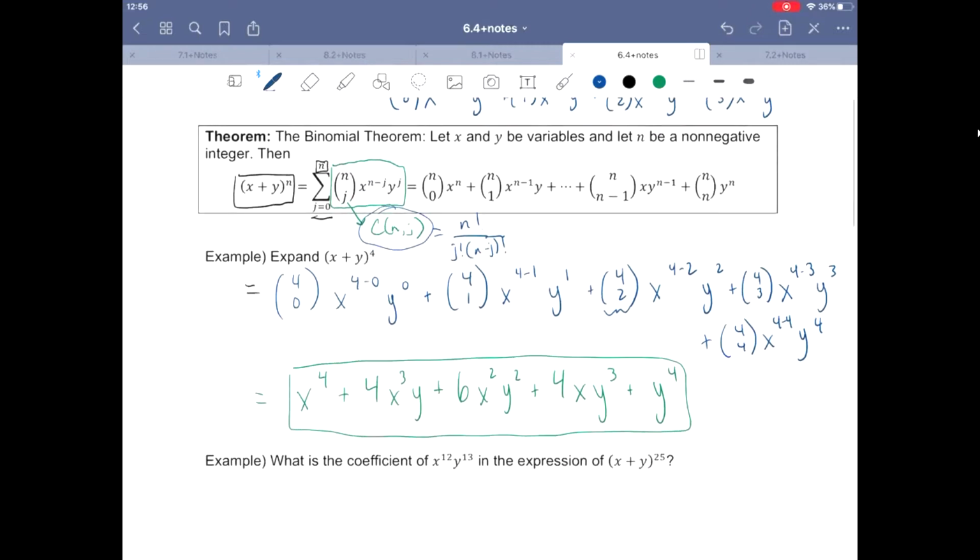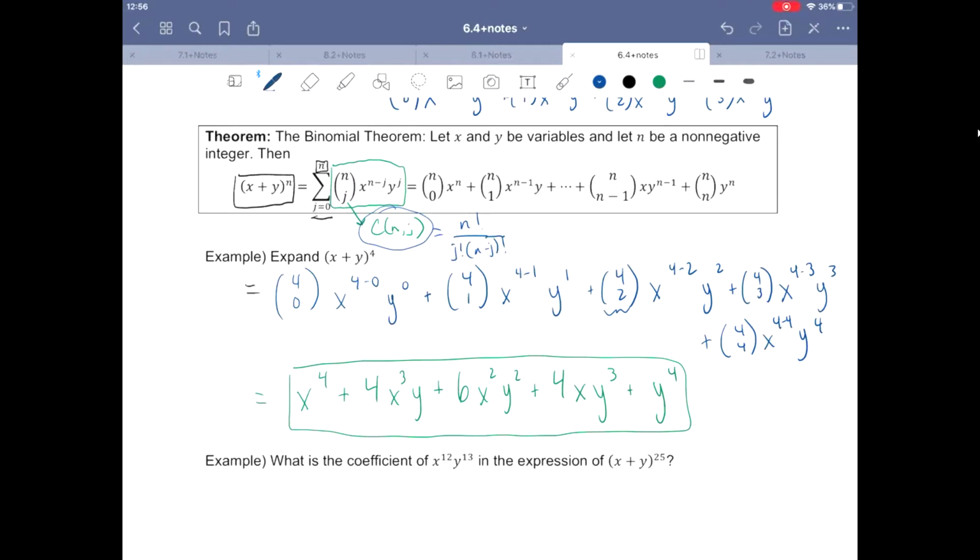All right, so let's look at this one. A little bit different type, not just expanding. What is the coefficient of x to the 12th power, y to the 13th power in the expression x plus y to the 25th power? Okay, so don't really want to multiply all these out or add all these up, right? But let's just think about what term that would be. Where would that fall in there?